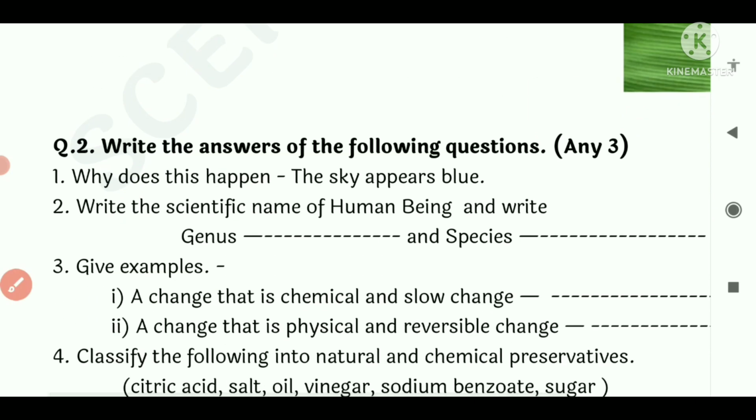Write the answers of the following questions, any three. Why does this happen? The sky appears blue.